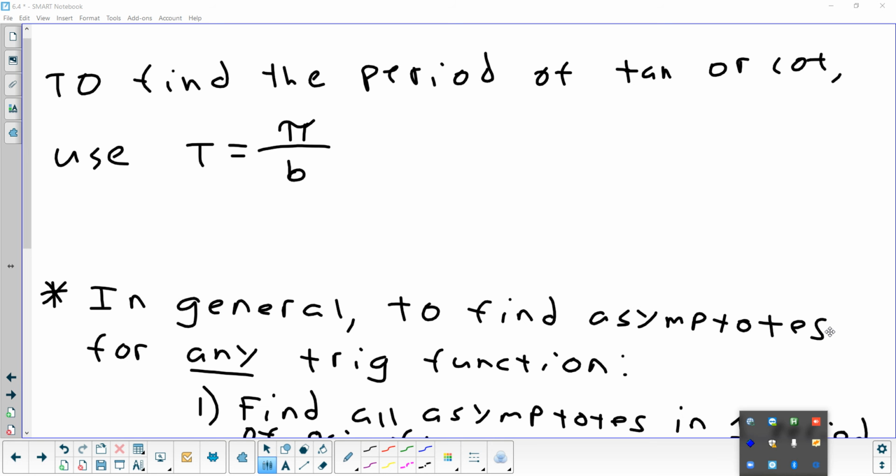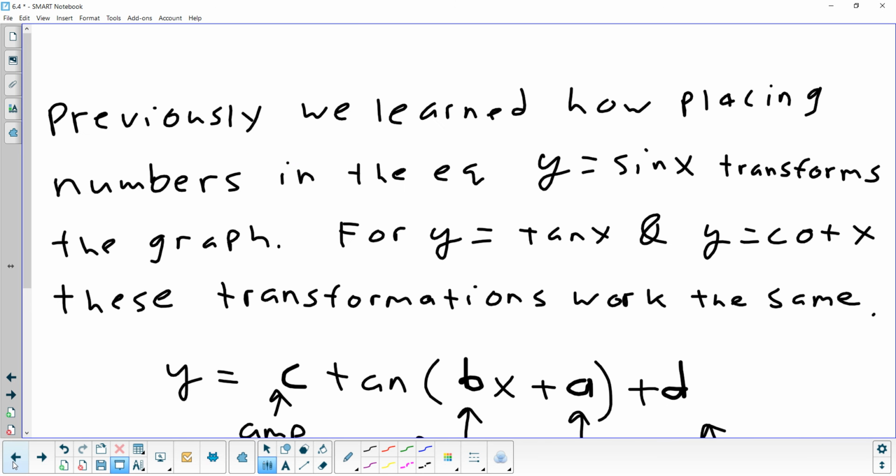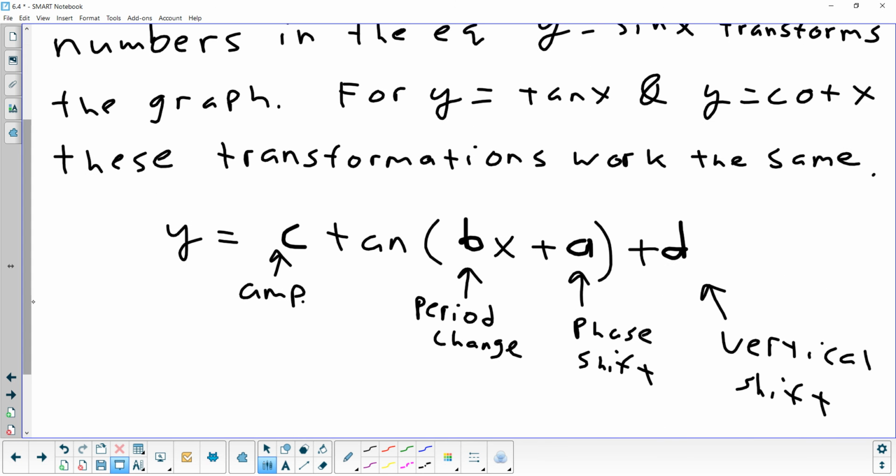Right, so we're going to finish up section 6.4. Okay, we left off, we talked about the formula to find the period, because tangent and cotangent naturally cycle a little bit faster. They cycle at pi units. The formula to find the period is pi over b. And again, if you need a reminder, b is always the number in front of x.